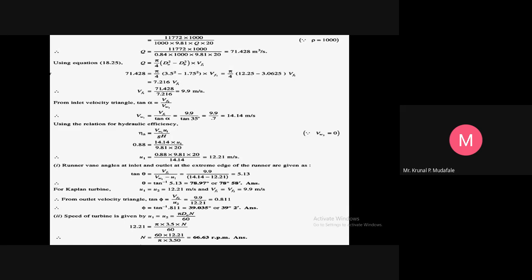The next target is to find out phi. How can you find out phi? Same way. For the Kaplan turbine, as we know, the peripheral velocity at the inlet equals the peripheral velocity at the outlet. So U1 equals U2 equals U, and Vf1 equals Vf2, as we already applied in the equation.